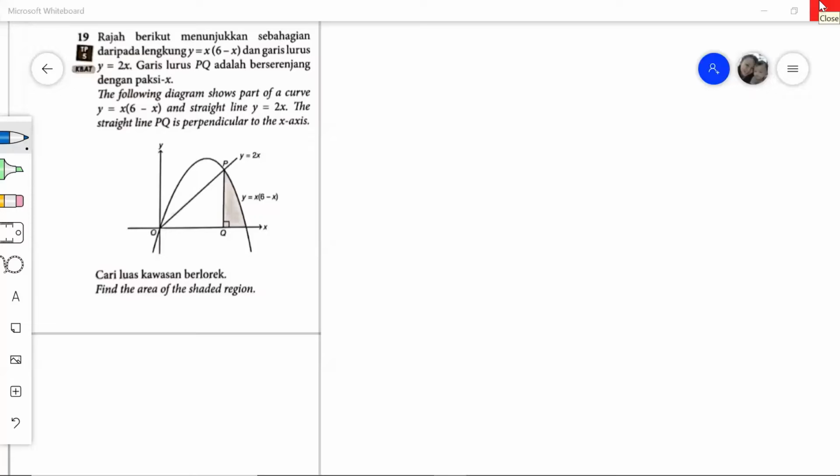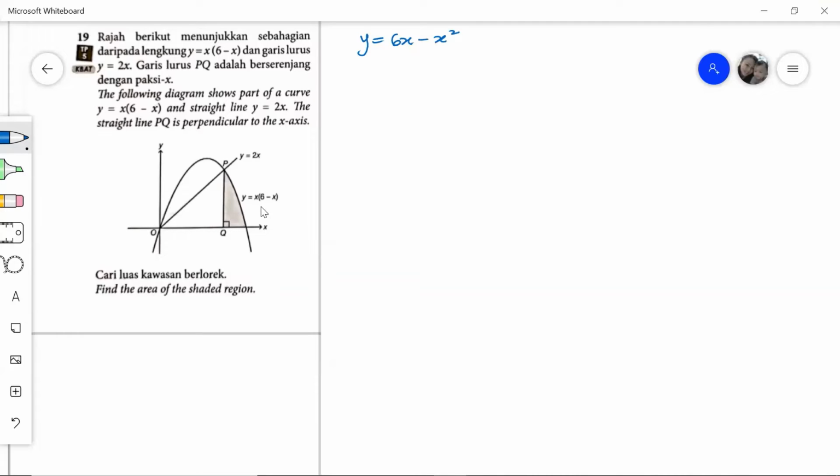Hi everyone, this is Practice Formative, Chapter 3, question number 19. The following diagram shows part of the curve y equals 6x minus x squared. Let me just write that. We have y equals 6x minus x squared.